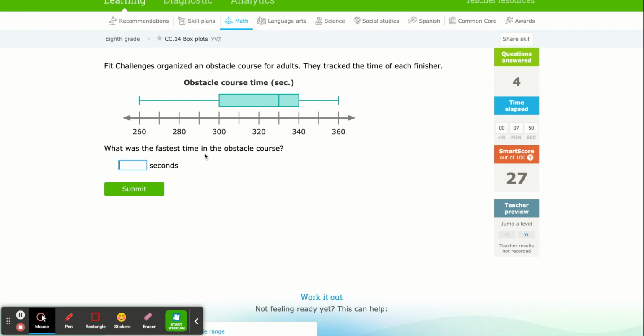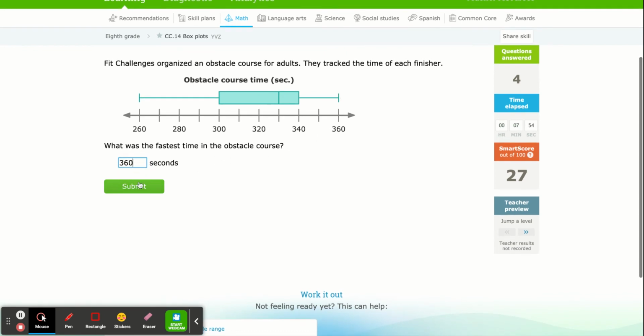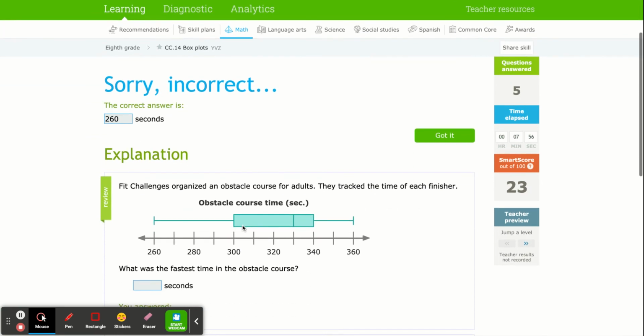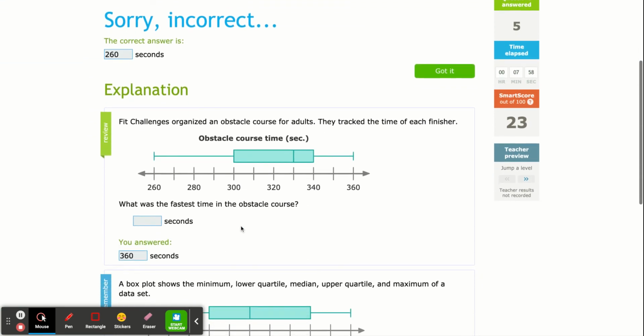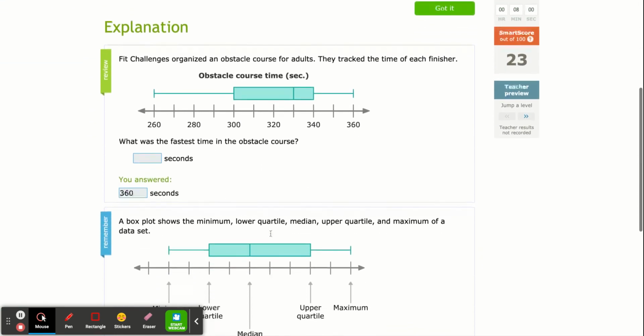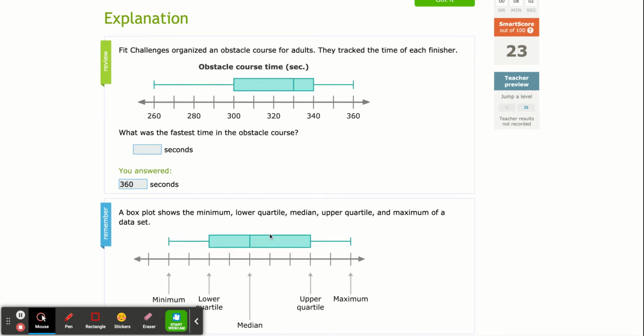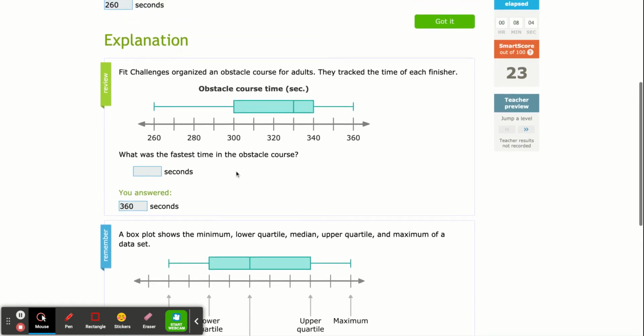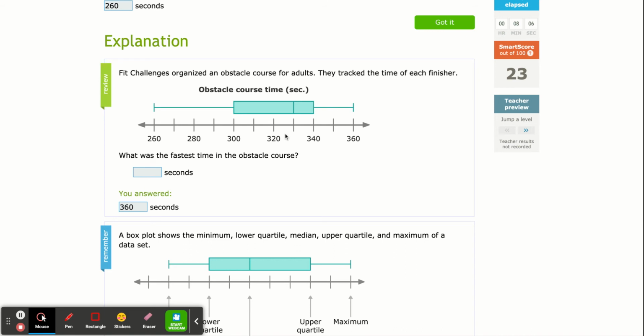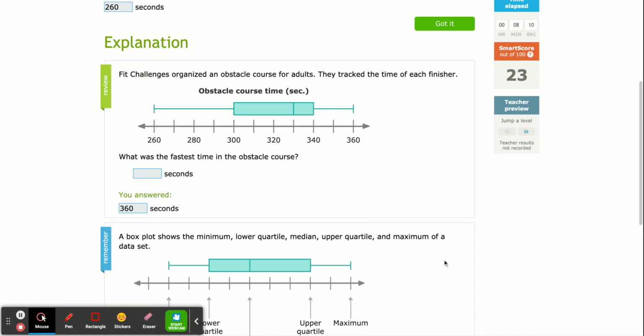What was the fastest time? They're asking for the maximum, 360. What was the fastest time in the obstacle course? Oh, fastest time, not slowest time.